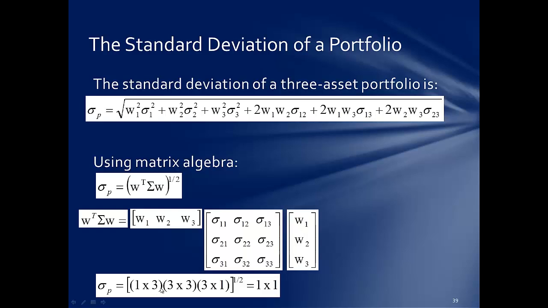So if we take a 1 by 3 and multiply it by a 3 by 3, those two together will result in a 1 by 3 vector. If we take a 1 by 3 vector and multiply it by a 3 by 1 vector, we get a scalar. Take the square root of that and we have standard deviation. Let me try to demonstrate this to you. Stay with me. This is where it gets a little bit ugly.